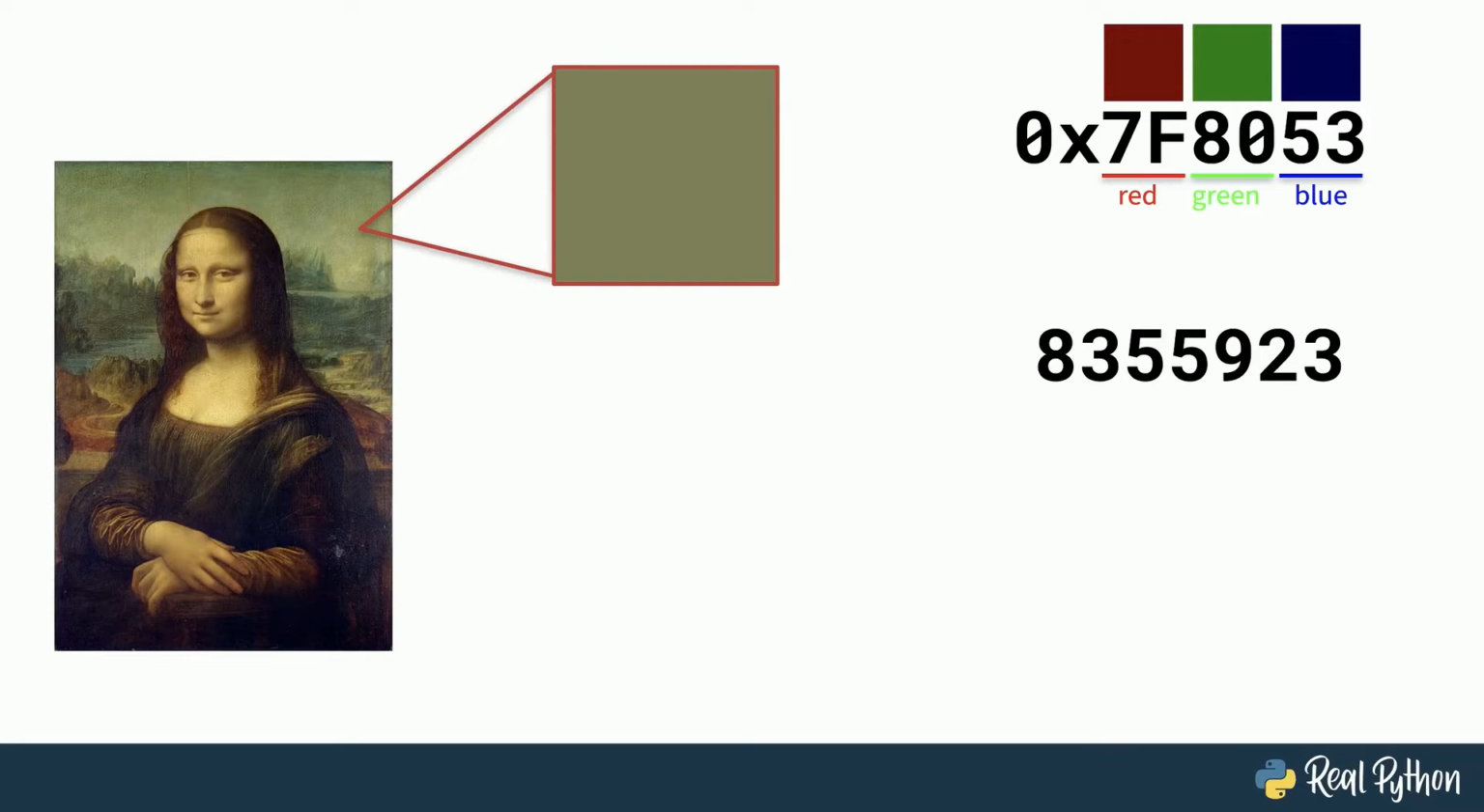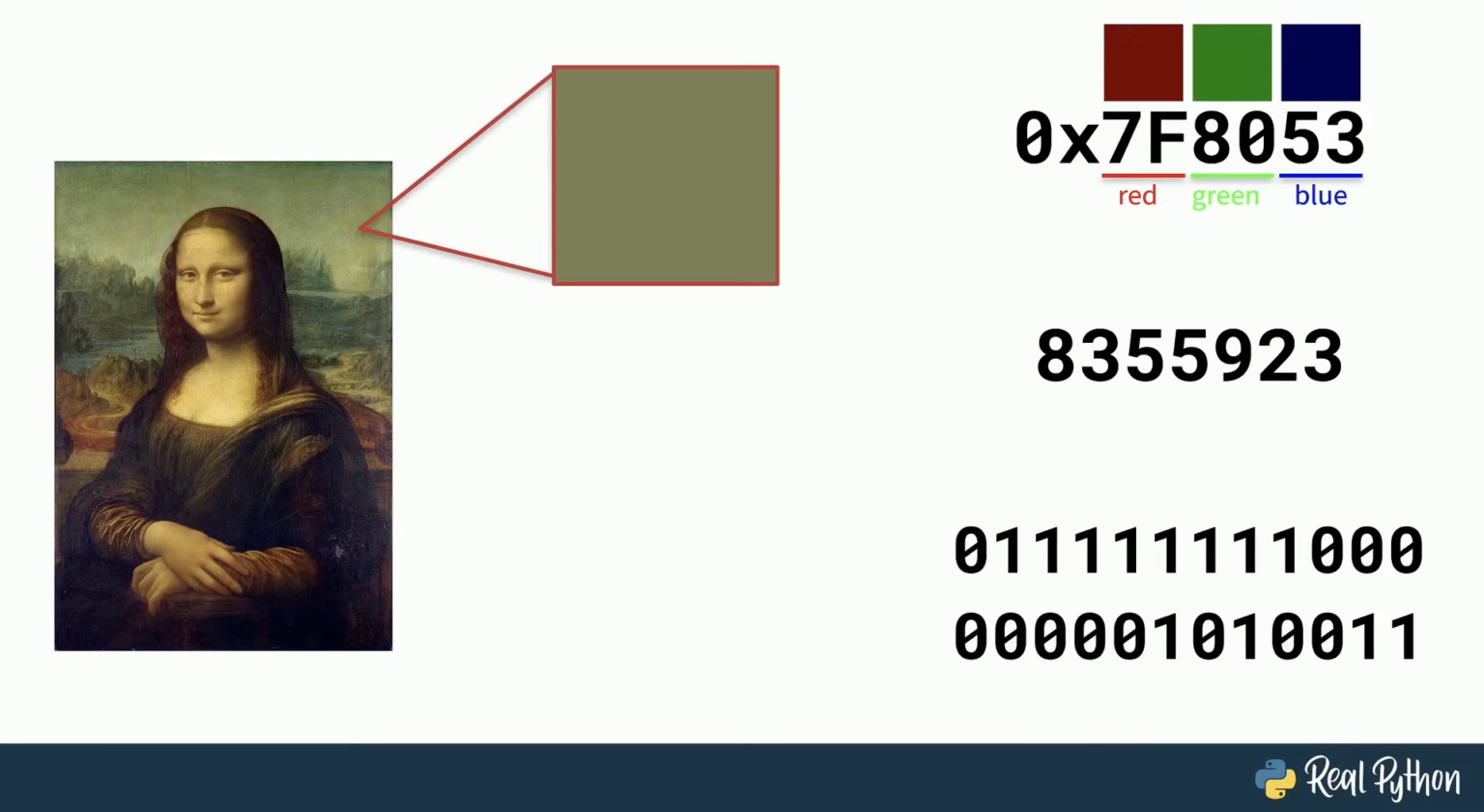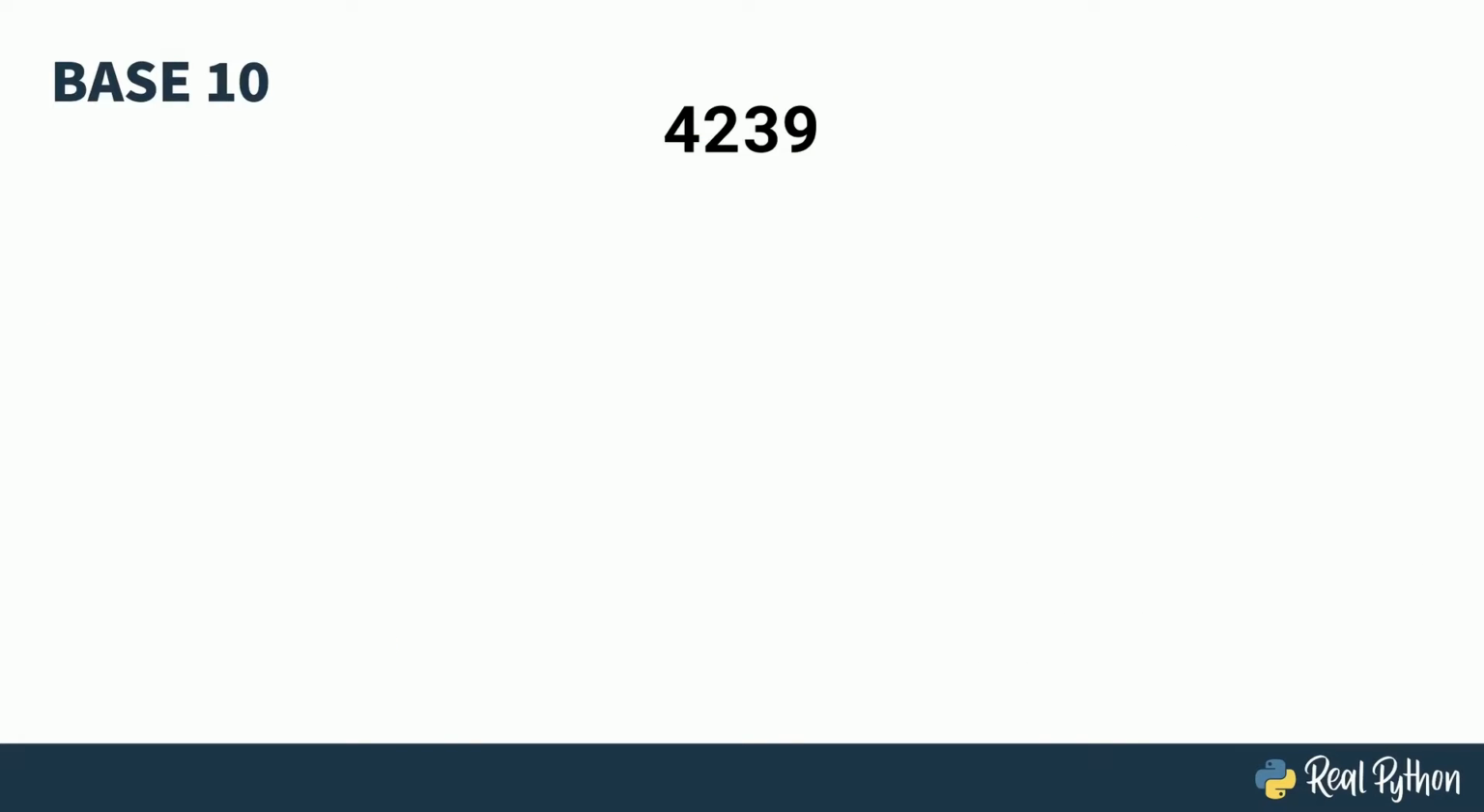7F8053 is decimal 8,355,923, or this long string of binary digits. It's binary all the way down. So what is this binary number stuff?